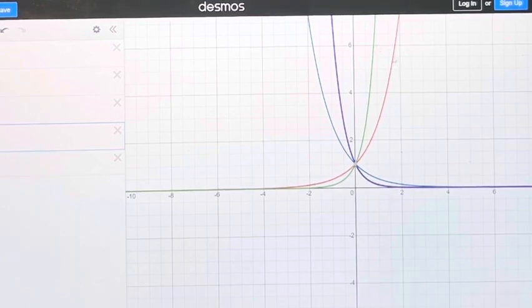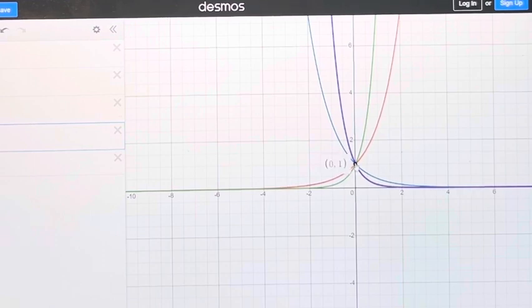Well, we have e to the x in red here, and it is increasing slower than a to the x. Over here, the e to the negative x is decreasing slower than a to the negative x in purple. So what we can see is that the higher the base, the greater the rate of change, right? These a to the x, purple and green, with base 8, they are decreasing a lot quicker.